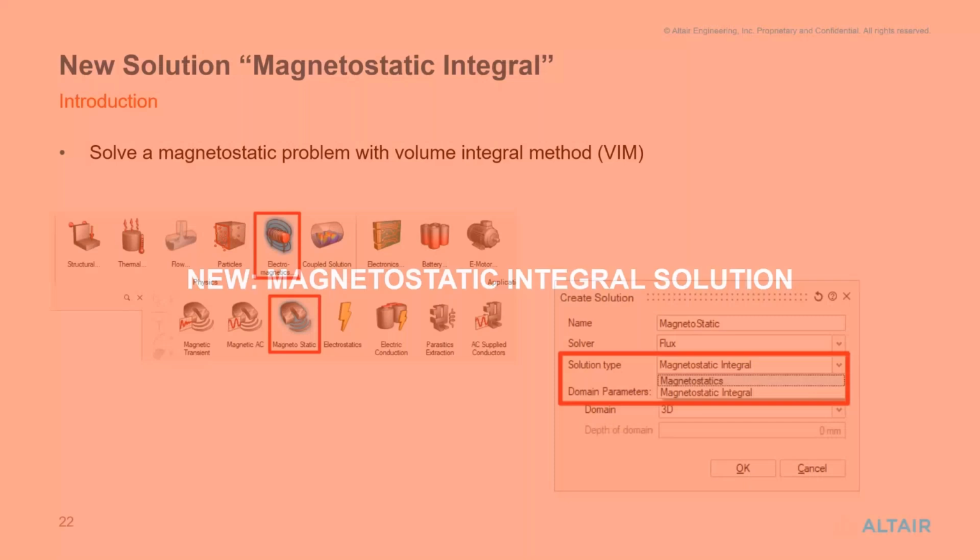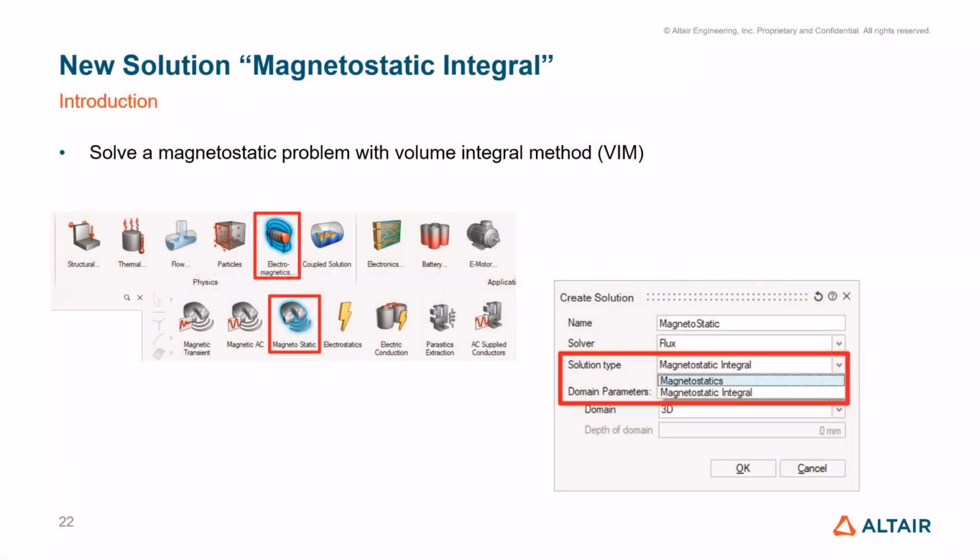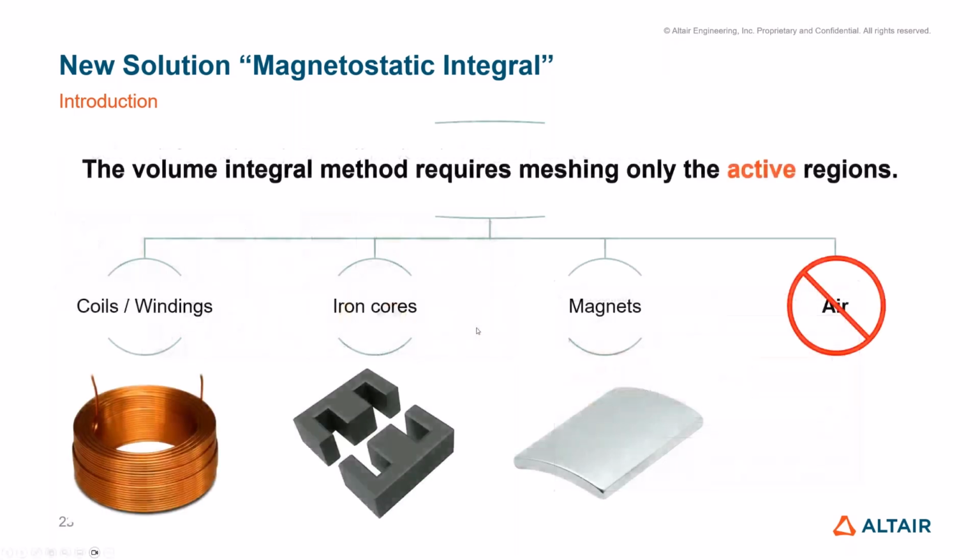So we also have a new solution. This is another new solution, the VIM, so the volume integral method that is added to SimLab. It is useful to speed up magnetostatic problems, since the area around should not be meshed. In fact, the volume integral method can be used for different applications that we are going to see. The main plus is that only active region should be meshed, so coil, iron core, and magnets.